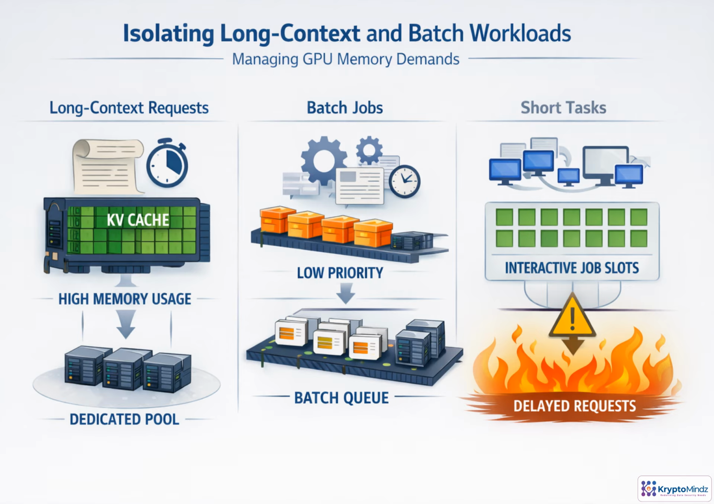One common failure pattern is letting nightly summarization jobs share capacity with live chat traffic. Their long prompts create large KV caches, and their runtime holds GPU memory long after short requests should have finished. The fix is isolation. Route long context traffic to pools sized for cache pressure, and send batch work through queues with lower priority, admission thresholds, token caps, and timeouts.